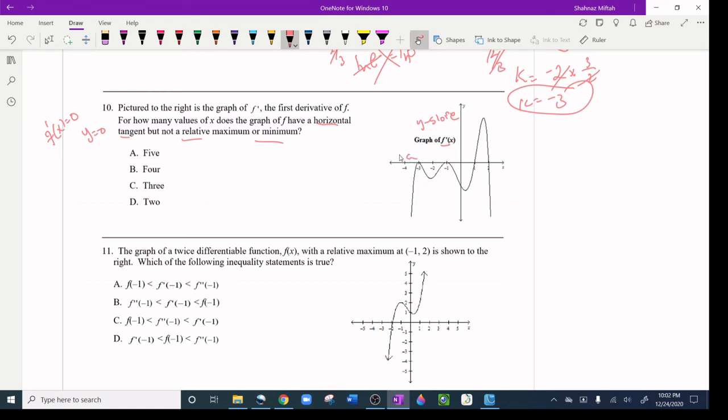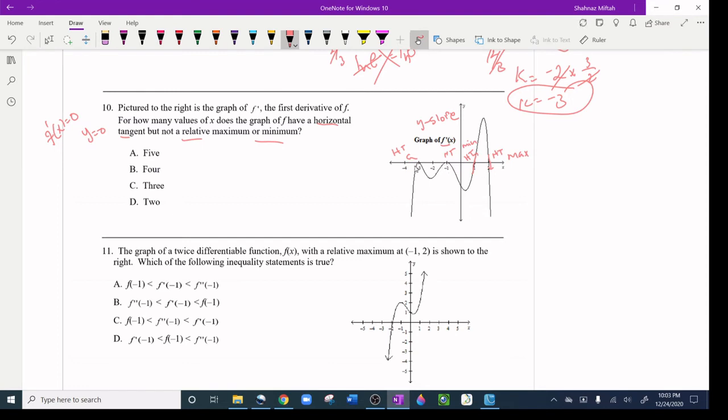This is a horizontal tangent because y is equal to 0. This is a horizontal tangent because y is equal to 0, and this is a horizontal tangent. But they said pick the horizontal tangent that is not a relative max or min. A relative max and min means when it crosses the x-axis. For example, it crosses here, so that's a minimum. This is a horizontal tangent, but it's also a relative minimum. This is a relative maximum, and it's also a horizontal tangent.